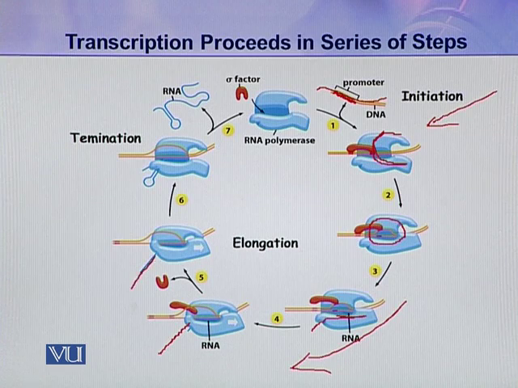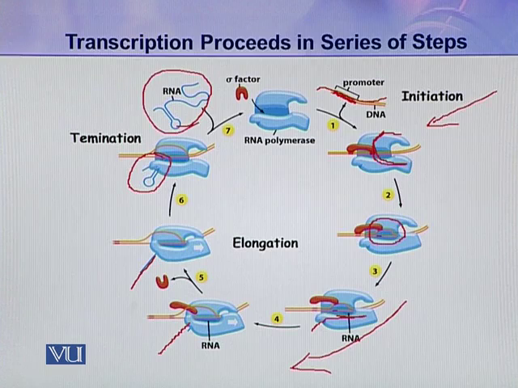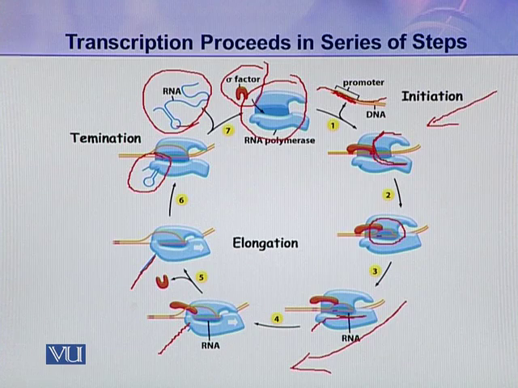And when the gene is fully transcribed, you can see this portion, this is the newly synthesized RNA, and in termination this RNA is released, and this sigma factor is also released from the polymerase, and this is the RNA polymerase which is also released from the DNA strand.